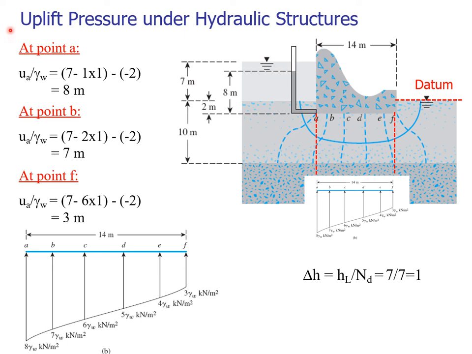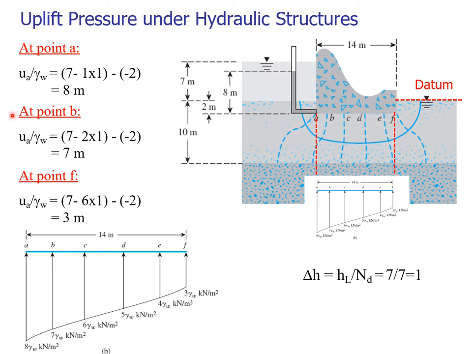Now in this case, the uplift pressure under a hydraulic structure. Look at this case, we have this hydraulic structure and we are going to consider points A, B, C, D, E and F. At point A the pressure head, U sub A over gamma W, is equal to 7 into 1 minus (minus 2), because you can see the datum is this one and point A is situated at a distance of 2 meter below the datum, so that's why the minus sign is there. So it comes to 8 meter. Simply by using the formula of the pressure head that I discussed in the previous slide, we have got the uplift pressure at point A.